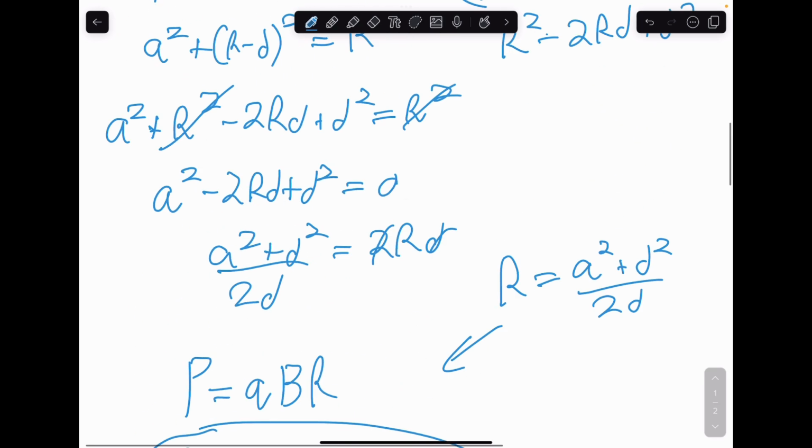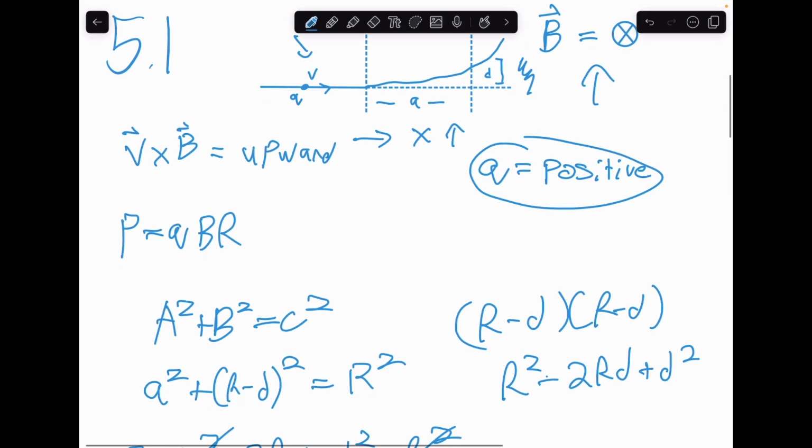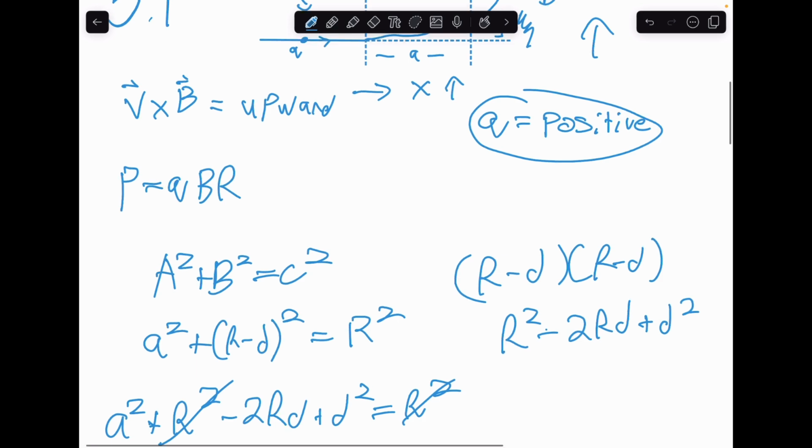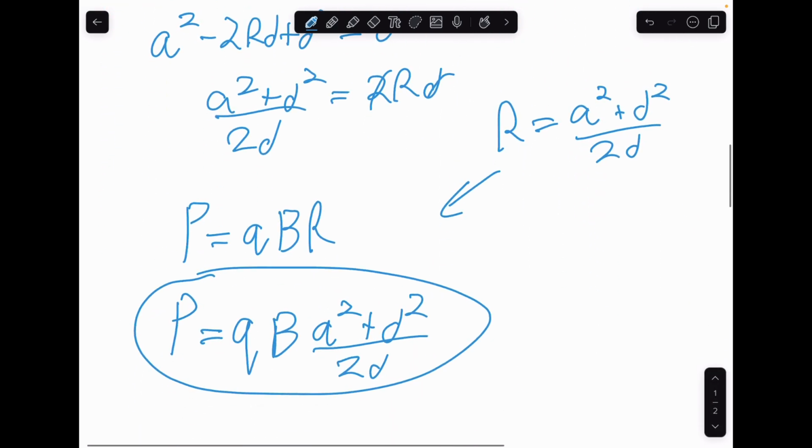So in this question, given this region, we are asked to find if the charge is positive or negative. Doing the cross product of the two vectors, we find that it's upward, giving us a positive charge. And then it asks us to find the momentum of the particle. Using this equation and a little bit of Pythagoras' theorem, we are able to find that our momentum is equal to this right here. Thank you.